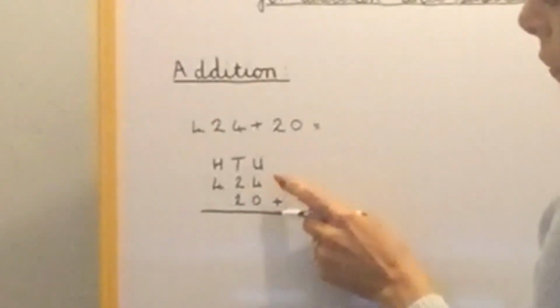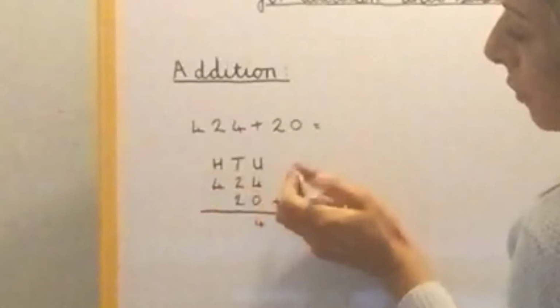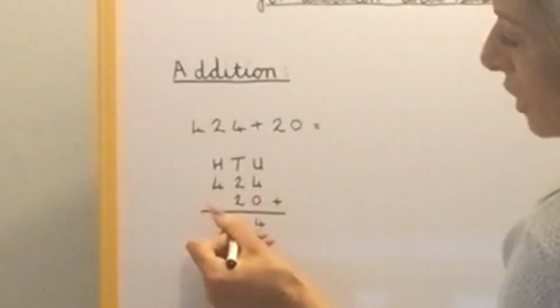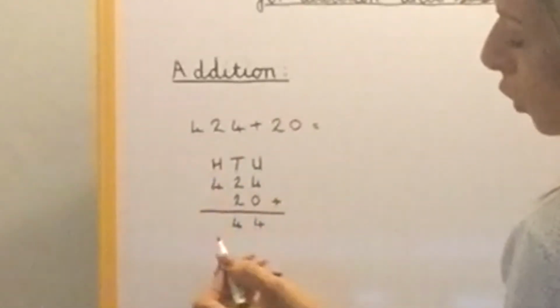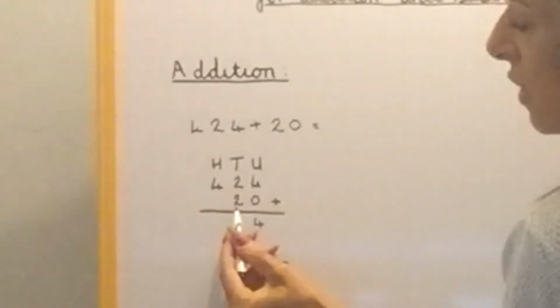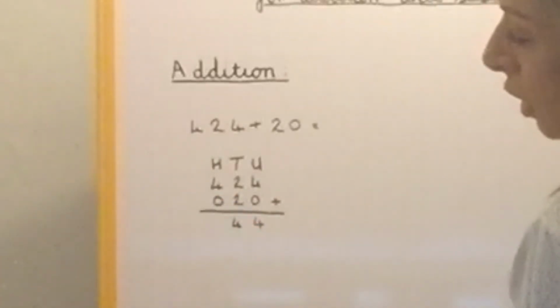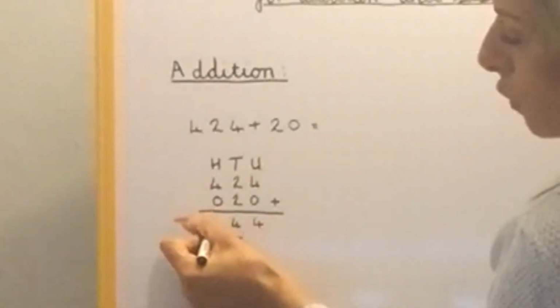Okay, I'm going to add my 4 and my 0, which makes 4. Then I'm going to add my 2 and my 2, which makes 4. And I'm going to add my 4. Oh, I've got nothing here. That's because I've got no hundreds in this number 20. So if you get confused, you can add a 0, but the answer is 4.